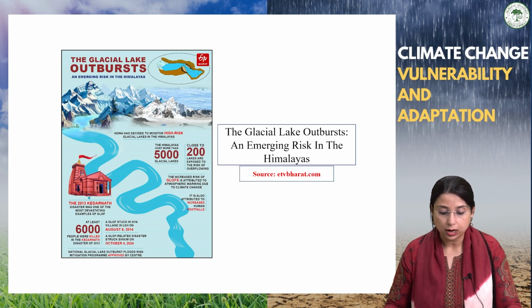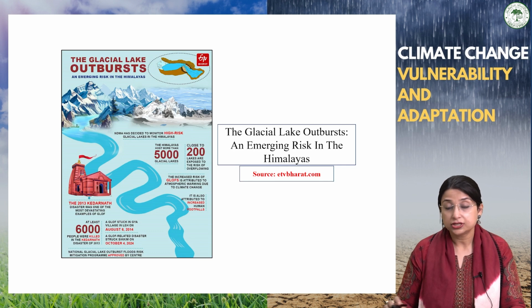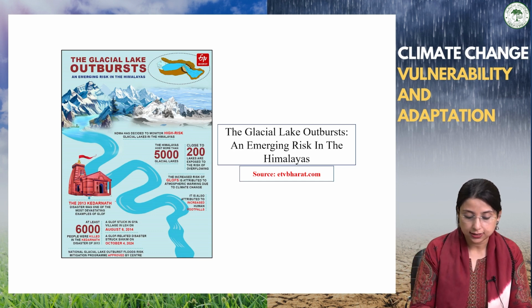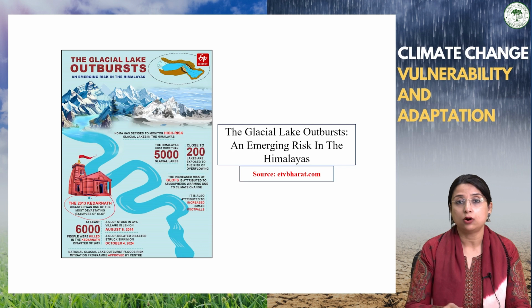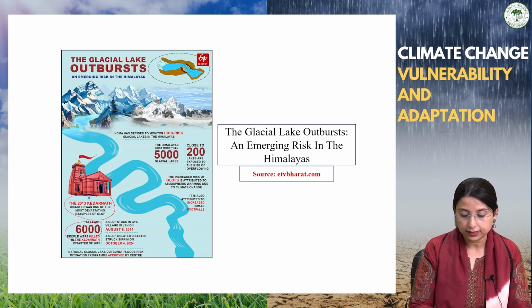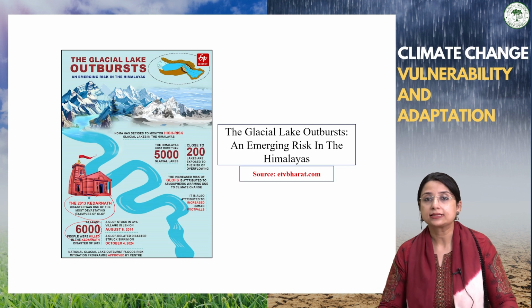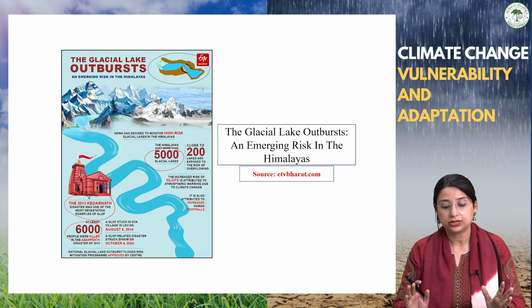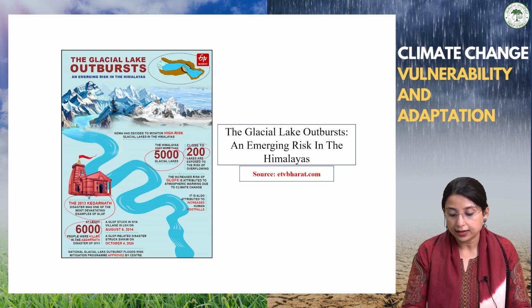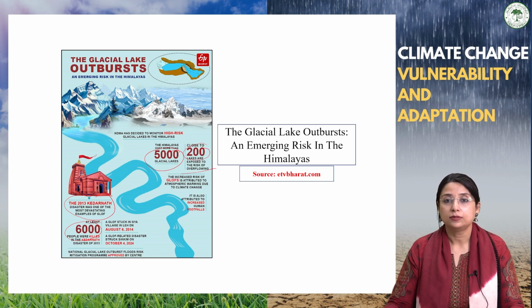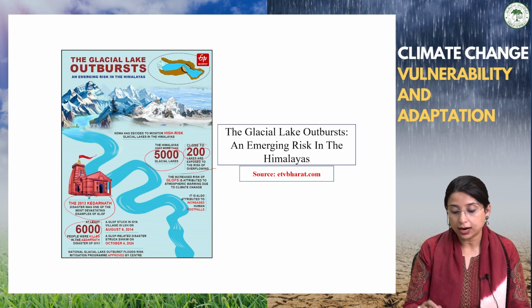Just give a look, this is the glacial lake outburst here. You can see an emerging risk mainly in the Himalayas, because we are talking about the Uttarakhand glacial lake outburst that occurred in 2013, the Kedarnath disaster, one of the most devastating examples of glacial lake outburst flood. That's why I have taken this as a case study in today's lecture, in which almost 6,000 people were killed. If we see the risk in the Himalayan region, the Himalayas hold 5,000 glacial lakes, out of which 200 lakes are exposed to the risk of overflowing, meaning the risk of glacial lake outburst flood is observed in around 200 glacial lakes.